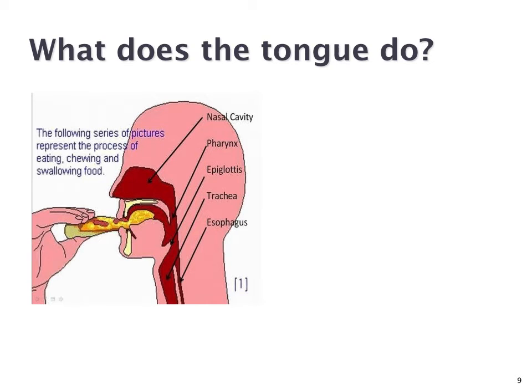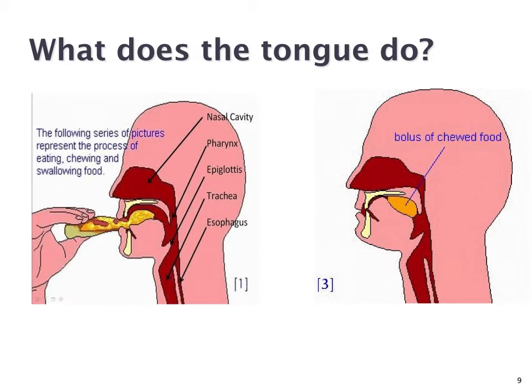So what does the tongue do? Well, the tongue rolls the food into a ball called a bolus. So fill this word in your notes. And it pushes it to the back of the mouth for swallowing.